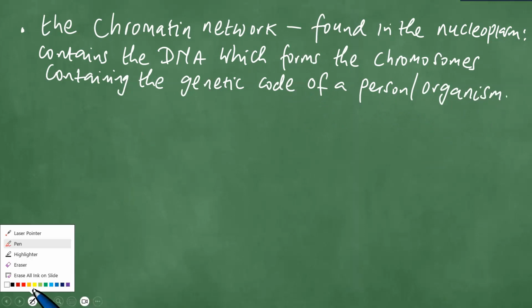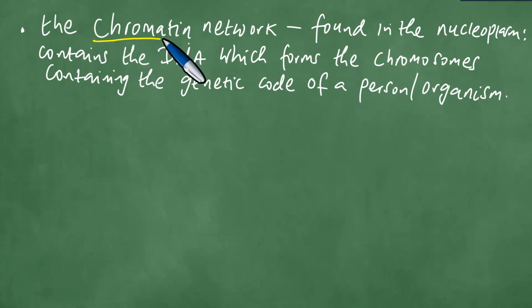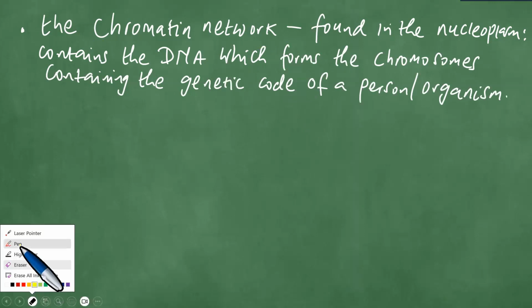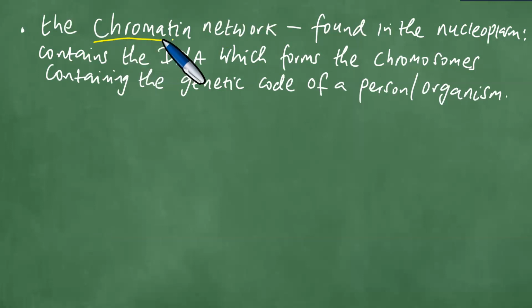Okay, so obviously this point was speaking about the chromatin network. What is the function of the chromatin network? We realize that the chromatin network found in the nucleoplasm contains the DNA, which forms the chromosomes containing the genetic code of a person or organism.